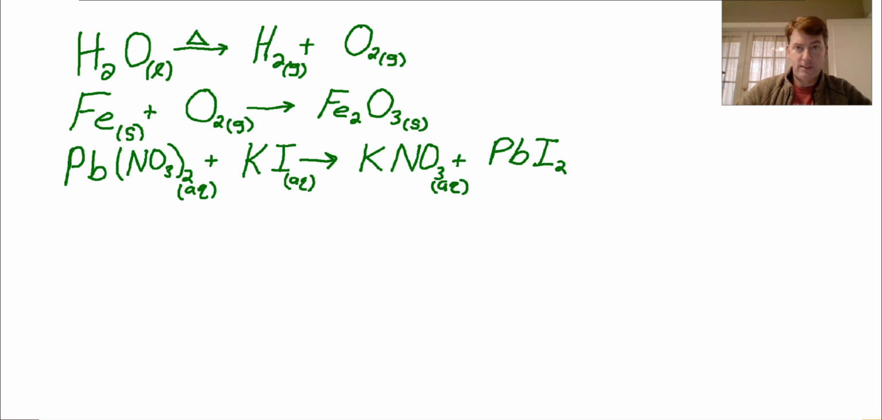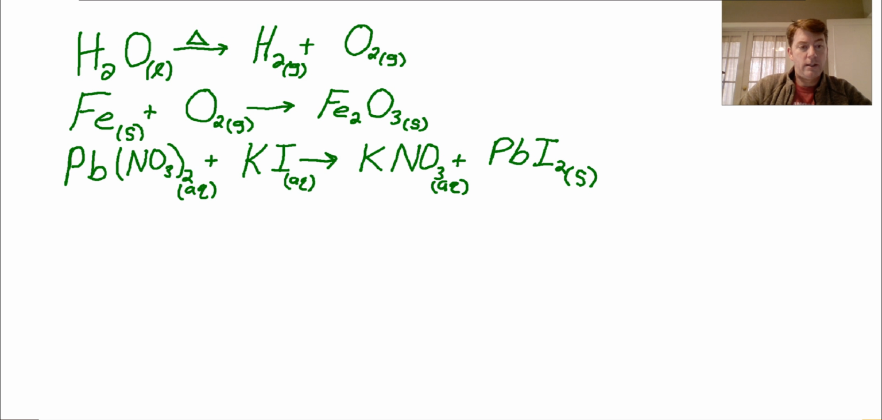So potassium, whatever, is going to be soluble in water. So if there was a precipitate formed, I know it's not from the potassium nitrate. It has to be the lead 2 iodide is my precipitate, and it made a solid. So again, we'll talk about balancing of these in the next video as we go.